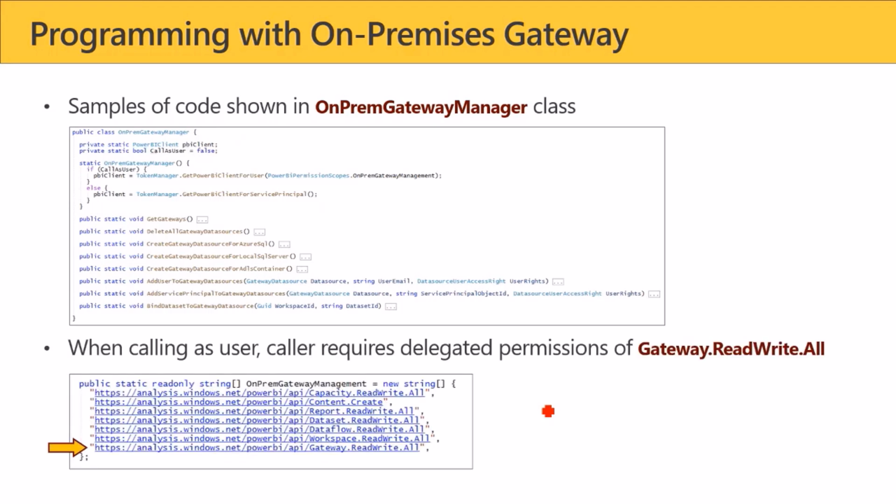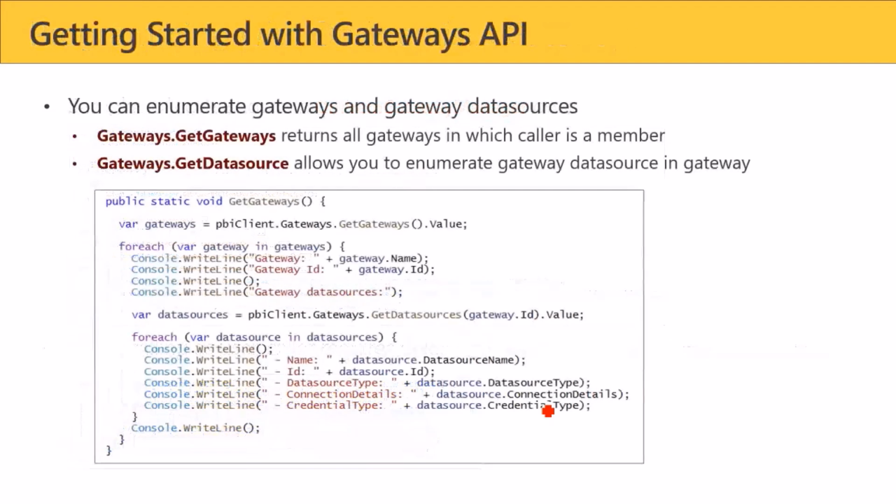So let's just look at a couple code examples before we break today. Now, one thing is you can run this as a user or a service principal, but if you're running the calls to program against an on-premises gateway, for a user, you're going to need the gateway read all or gateway read write all delegated permission. In addition to that, the user or service principal will need to be either a gateway cluster admin or some other type of user to be able to get access to it.